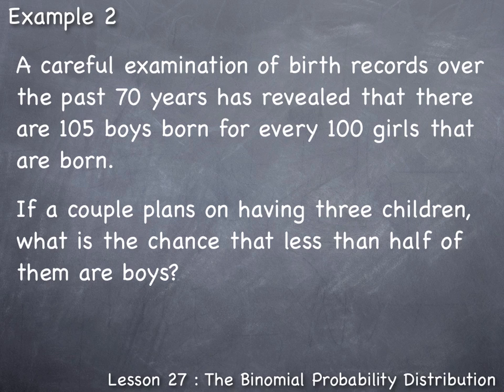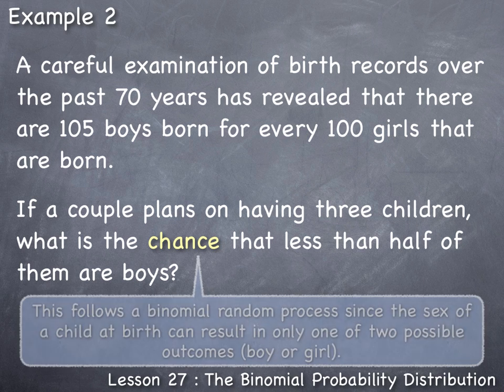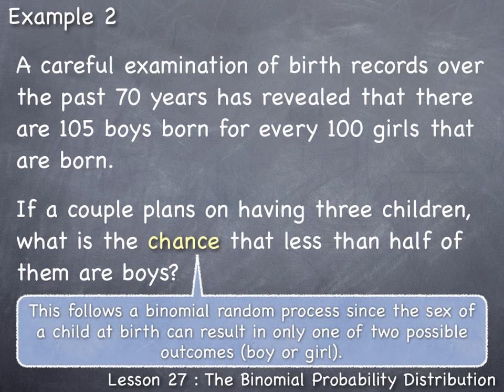Well, here the question is asking us to find the chance. And the chance is just another way of asking for a probability. So in this particular problem, when we're focusing on how many of the children are boys, we know that this follows a binomial random process, since the sex of a child at birth can result in only one of 2 possible outcomes. That is, it's a boy or a girl. Therefore, we can use the binomial probability distribution to answer the probability questions here.